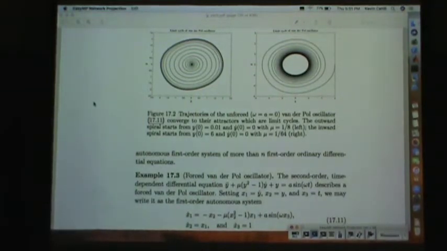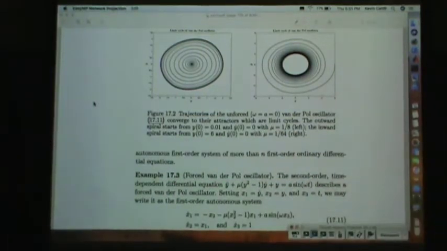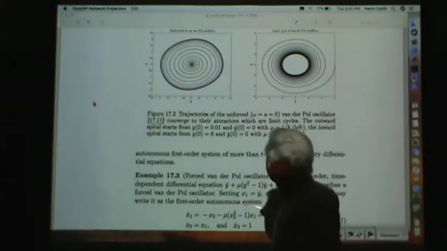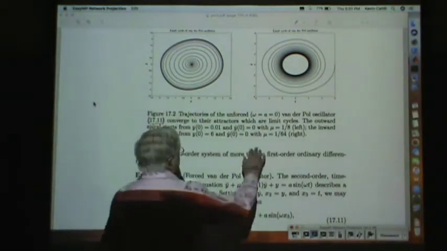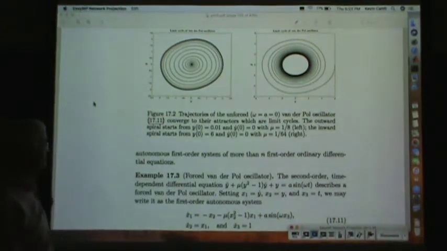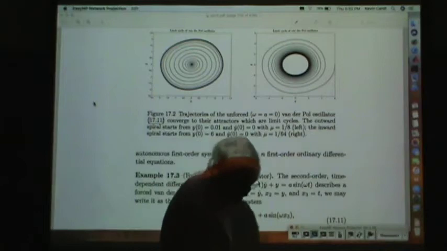So, in other words, if the motion of the system converges to a certain path, that's called an attractor. And in this particular case, this was the unforced oscillator, and well, I don't think those details are very important.